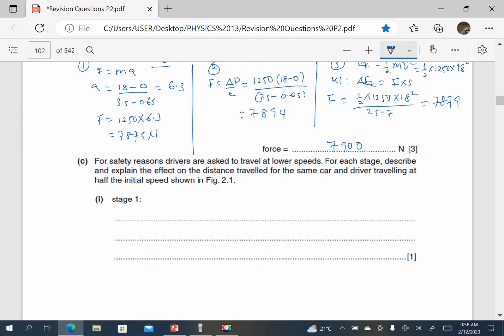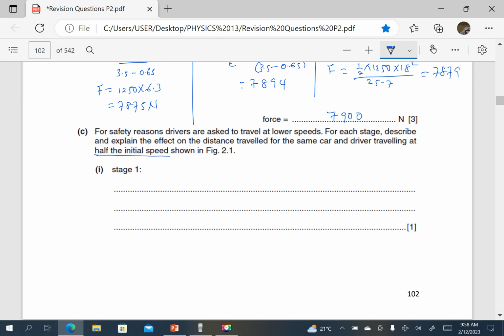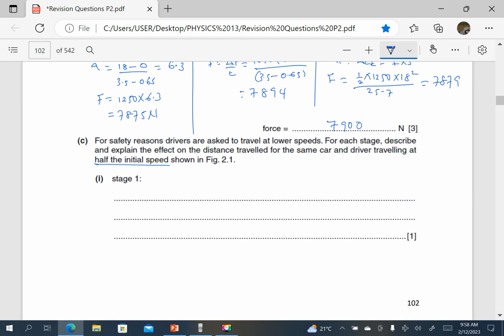For safety, drivers are asked to travel at lower speeds. For each stage, describe and explain the effect on the distance traveled for the same car and driver traveling at half the initial speed. For the first stage, if the car is moving at half the initial speed, the distance covered is going to be half in the same time, because the time is not changing. So the distance is going to be halved because the distance is the area under the graph.